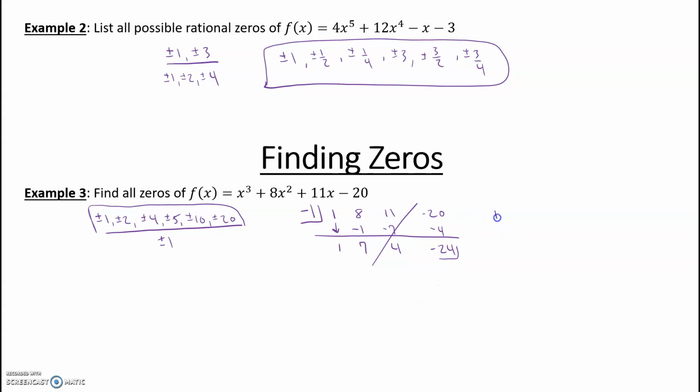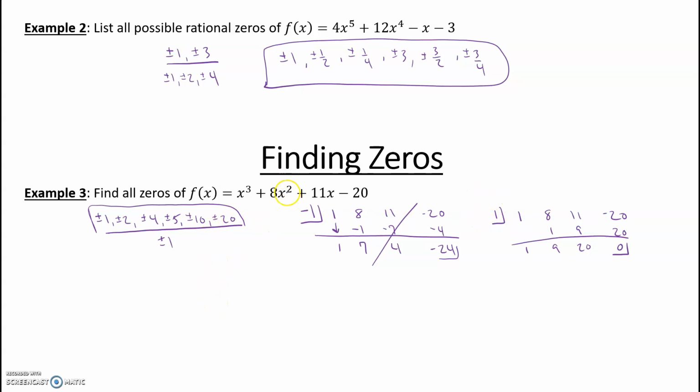All right, so let's try +1. Again, still 1, 8, 11, and -20. I mean, the good news is your setup, that should be the only thing changing. What do we got? Multiply and add. Multiply and add. This is looking promising. Multiply and add. So that right there, that remainder of 0, tells me that 1 is a root. 1 is a 0 to my function.